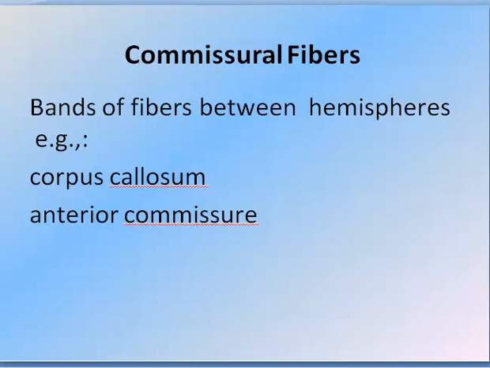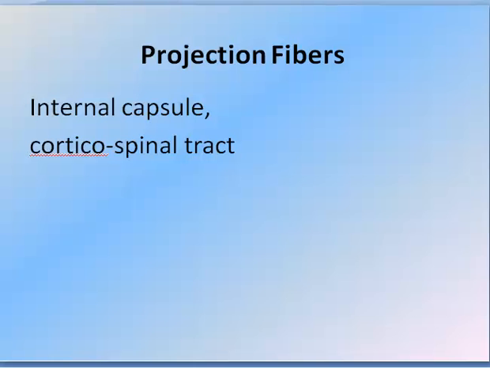Commissural fibers connect the two hemispheres, and the best example is the corpus callosum. But don't forget that there is anteriorly what we call the anterior commissure. Projection fibers are the fibers coming out of the brain, forming the internal capsule and then forming the corticospinal tracts.